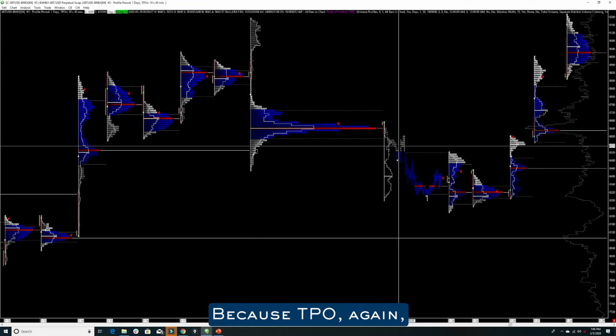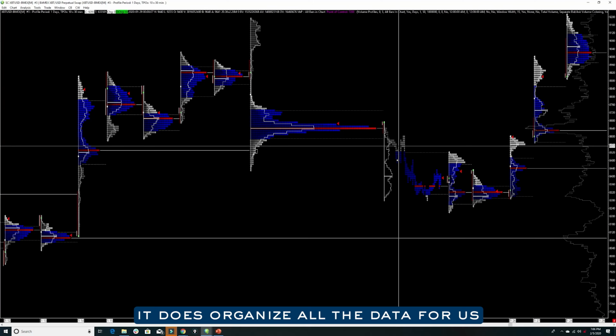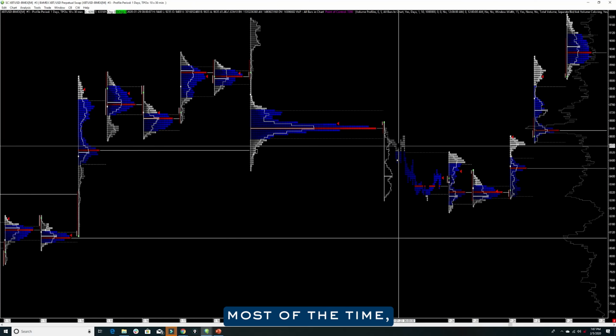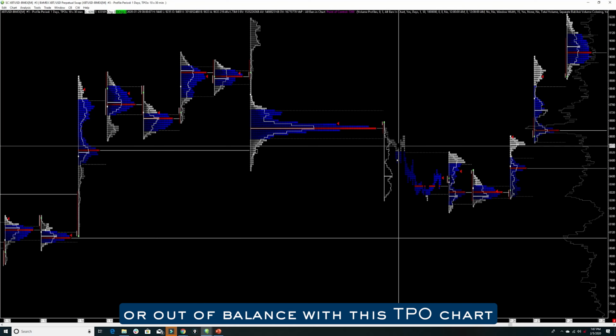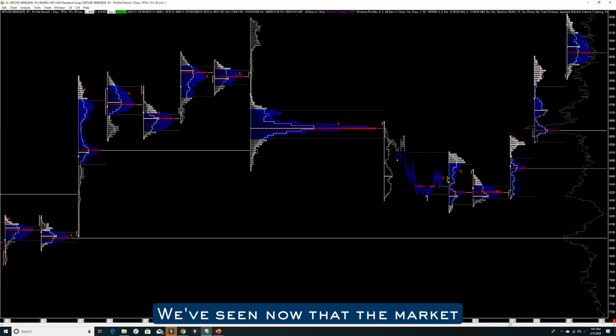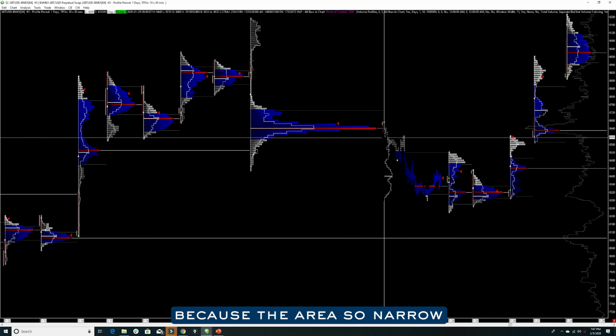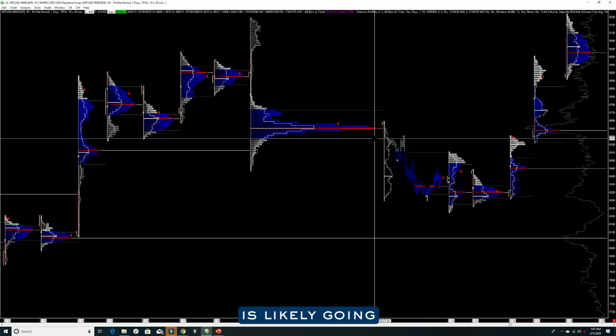Okay, because TPO, again, it does organize all the data for us. It does really compress everything so that it's really clear at this point who's in control, where the market is spending most of the time, or whether it's in balance or out of balance. With this TPO chart, we've seen now that the market is very balanced in this general area. So really any push, because the area is so narrow, is likely going to have a bit of follow through.